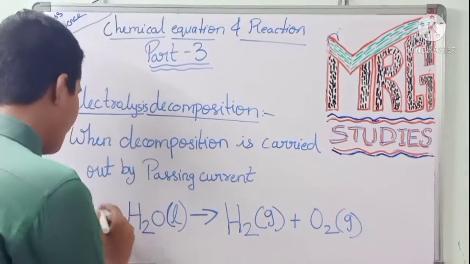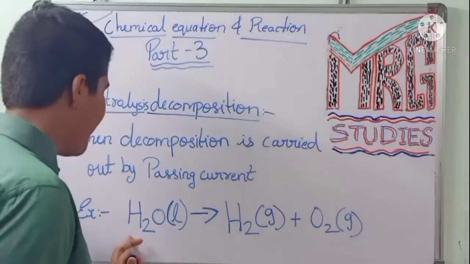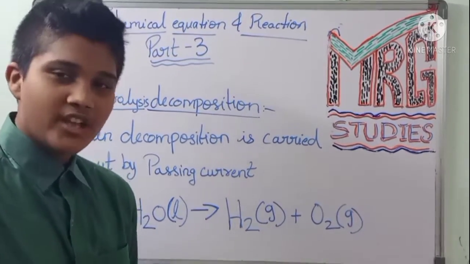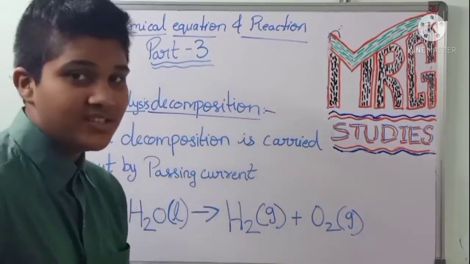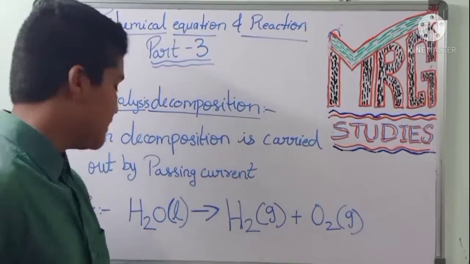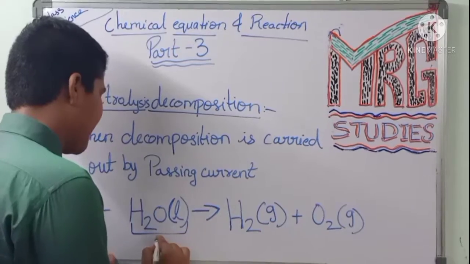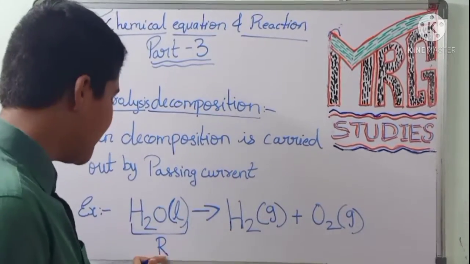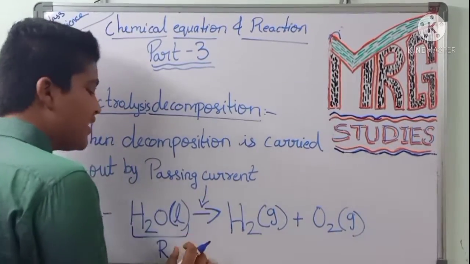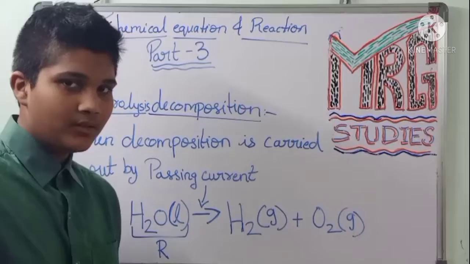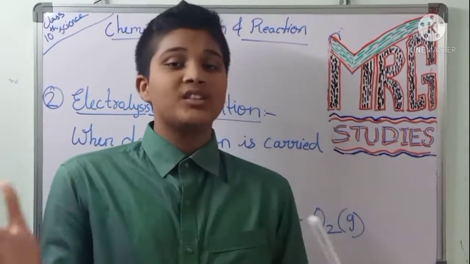Here we have the example H2O. H2O means hydrogen oxide. This hydrogen oxide is a liquid, and it is a single reactant. If we carry out a chemical reaction with the current, what will happen? This reactant will split into two other substances.